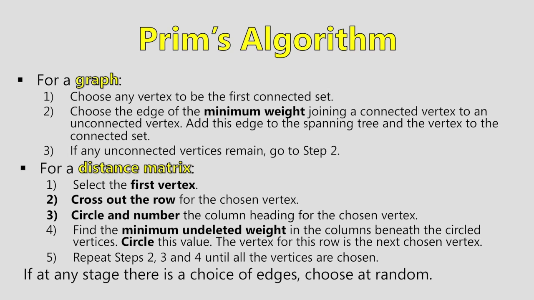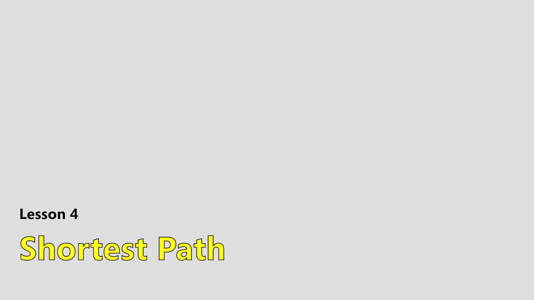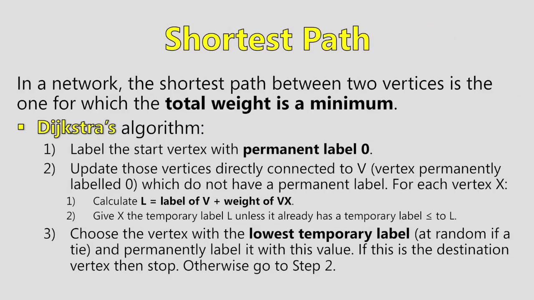Now, the shortest path, which takes ages, really. In a network, the shortest path between two vertices is one for which the total weight is minimum. And for this, you use Dijkstra's algorithm. You might call it Dijkstra's, or someone called it something different the other day, but I call it Dijkstra's, so deal with it. Number 1, label the start vertex with a permanent label of 0.